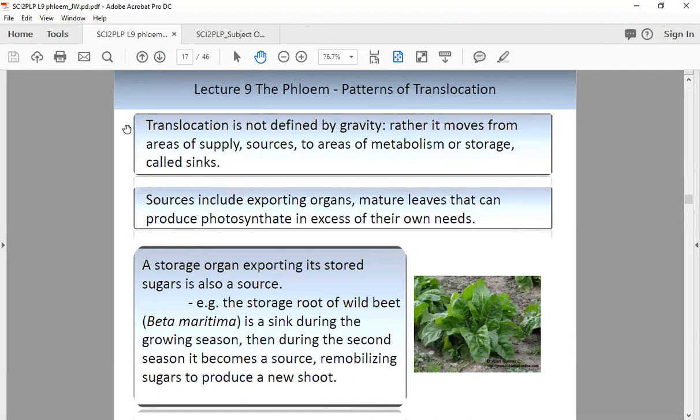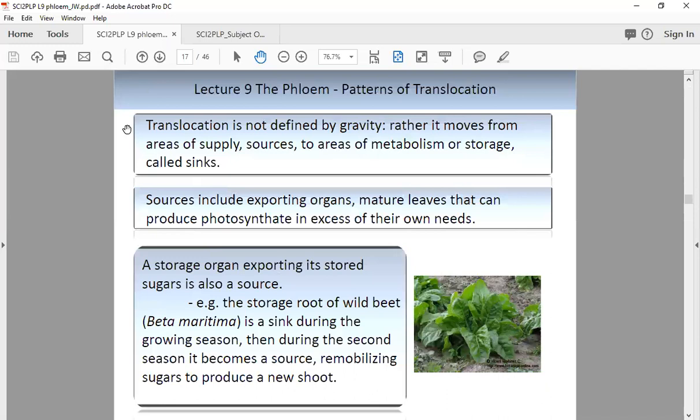All right, so now let's talk about patterns of translocation. So translocation, or movement in the phloem, doesn't occur exclusively in an upwards or downwards direction, and it's also not controlled or defined by gravity. Rather, it tends to move from an area of supply, called the source, to any area of metabolism or storage, which is called a sink.